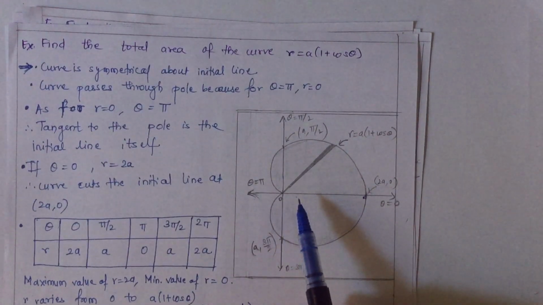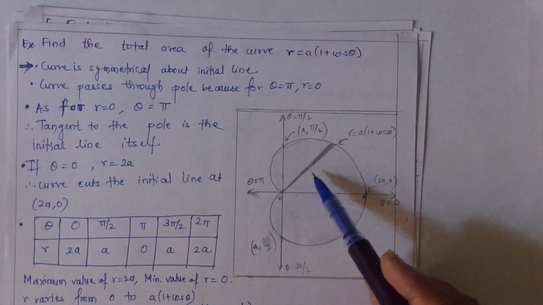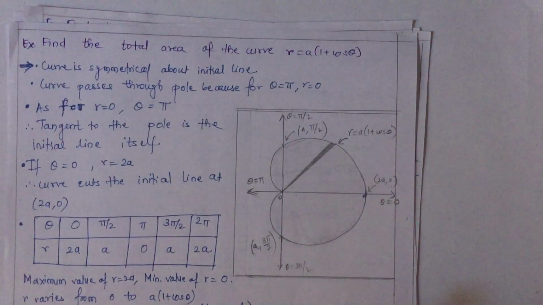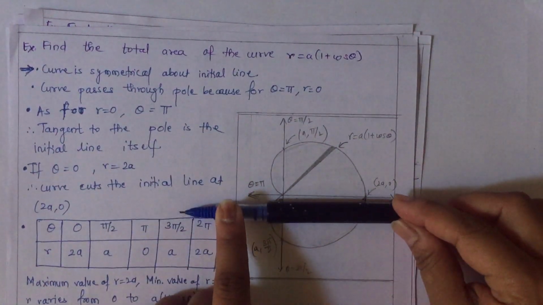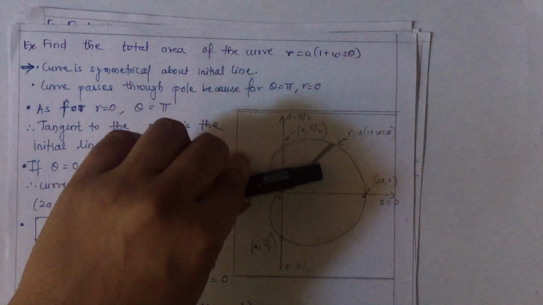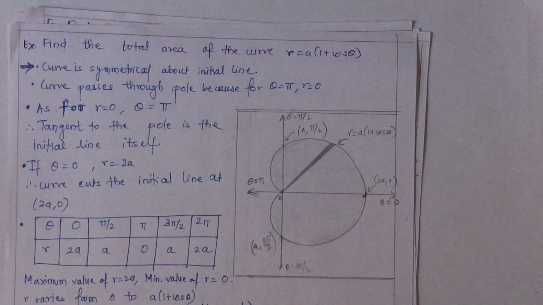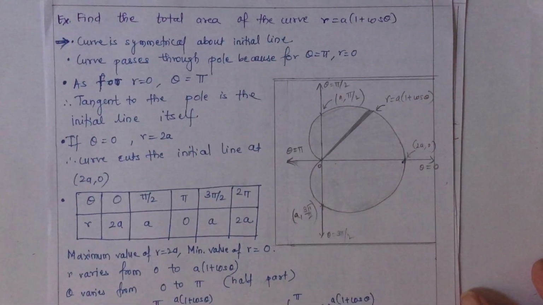Okay, so again we consider a radial vector in this region. Now again there is no need to move this radial vector throughout the region. What we'll do, we'll move in the upper half part only. In the upper half part, that means from theta equal to 0 to theta equal to pi, and doubling the value gives us the value for the whole area.